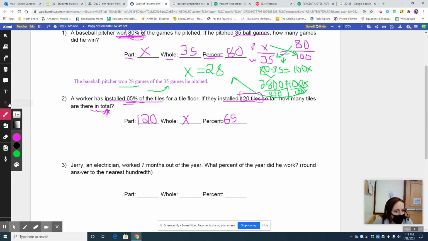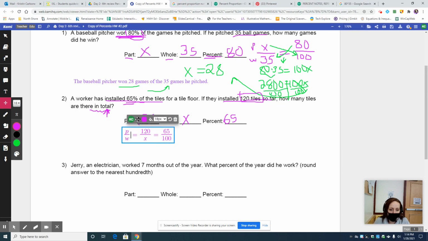So we have, I'm going to start using my little equation editor so it's a little bit neater, a little bit nicer, and hopefully I can fit it all. So you have part over whole, which in this case is 120, which is the part, over the whole, which we don't know, which is x. The equivalent fraction in percents is our percent, which is 65, over 100.